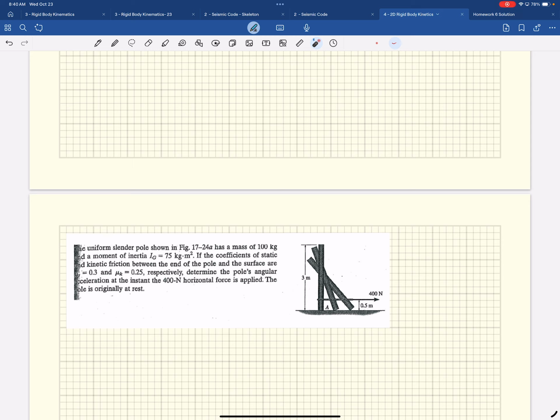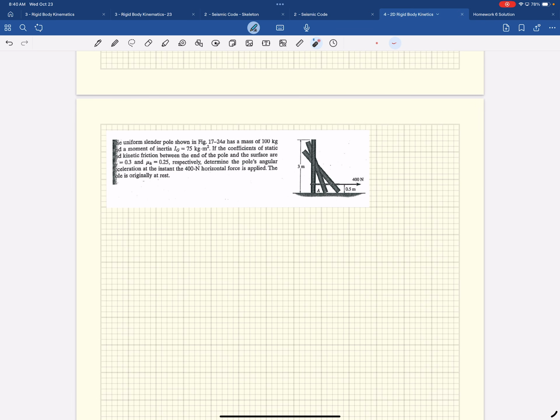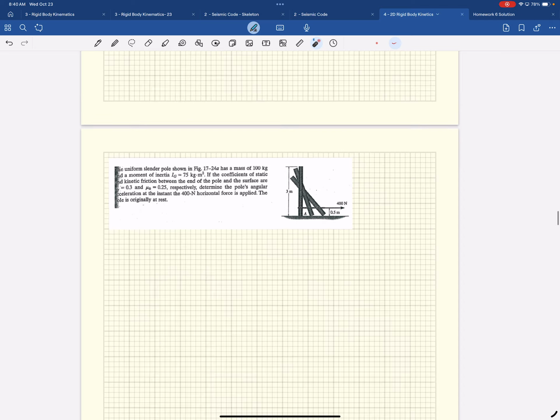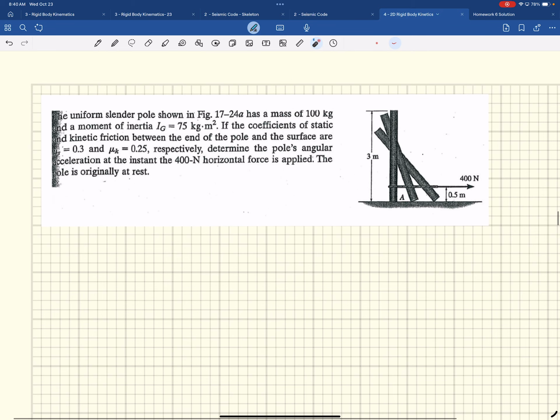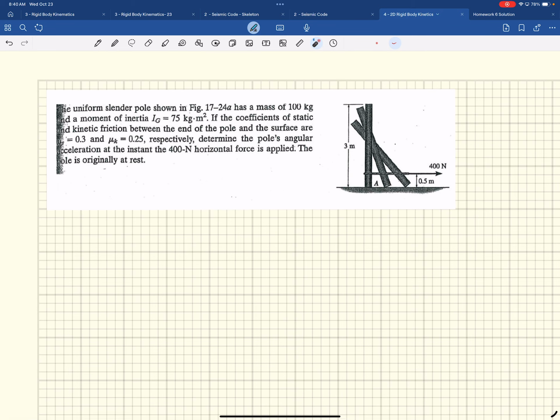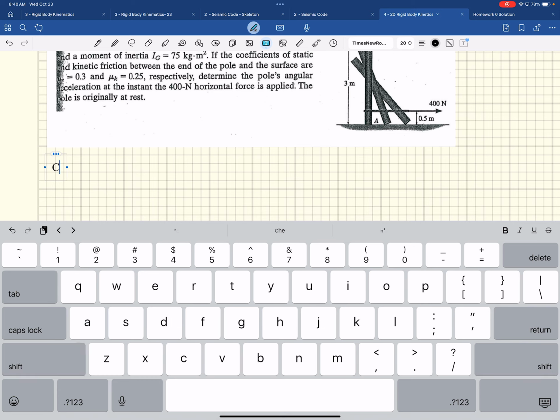And so the way we're going to do this problem is we're going to just do it in cases. We're going to look at a case, and what happens if this thing tips over, and will that work or not? And we're going to find out that it won't work, okay? And then we'll look at the case of if it's slipping out from underneath it, okay? So that's it. And then what they're after is the pole's angular acceleration at the instant the 400 Newton horizontal force is applied, okay? So at that exact instant that it is applied. So let's do case 1, just kind of as an exercise.